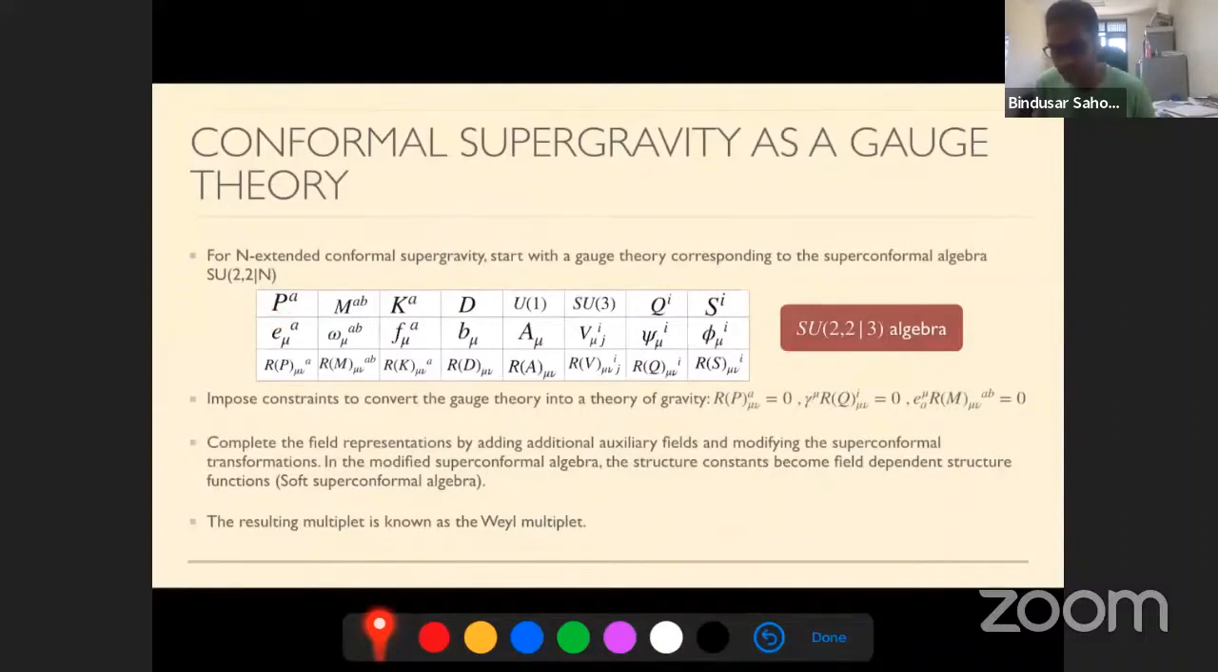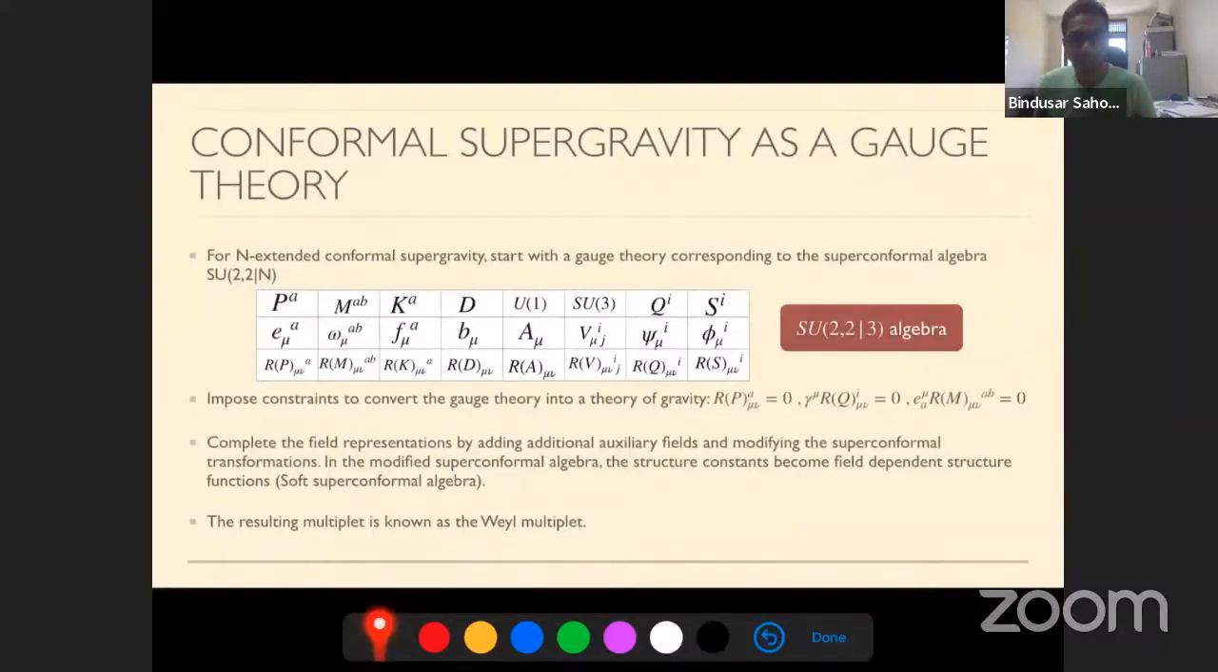So this is the local translation, this is local Lorentz transformation, this is a special conformal transformation, this is dilatation, and there are two R symmetries, U(1) and SU(3), and there is one ordinary supersymmetry, and there is a special supersymmetry, because it's a superconformal algebra. And corresponding to all these generators, you have a bunch of gauge fields and field strengths.